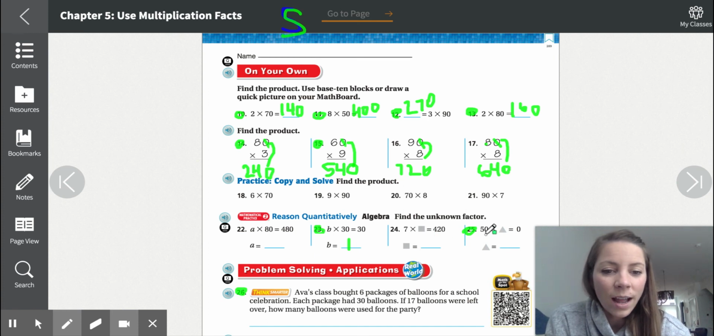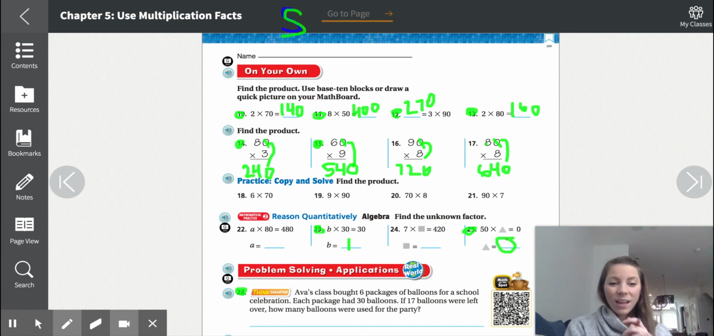Okay, now what do you multiply 50 by to equal 0? If you have 50 fish bowls, how many do you put inside each one to get 0 total fish? 0. Good job, you got that one.